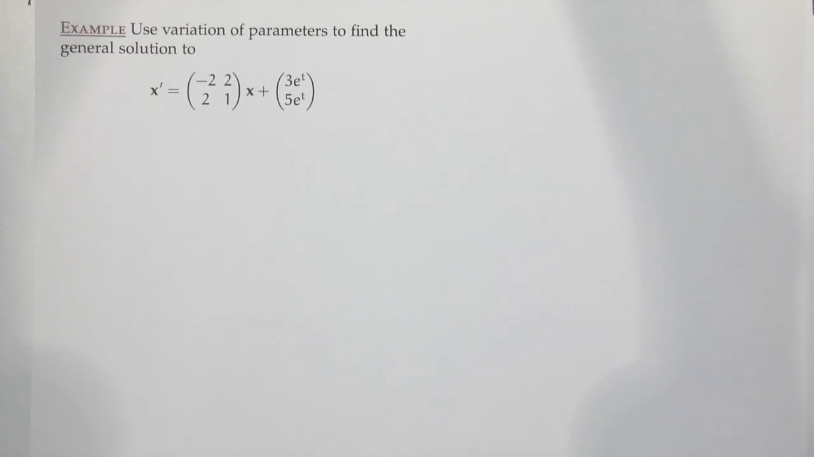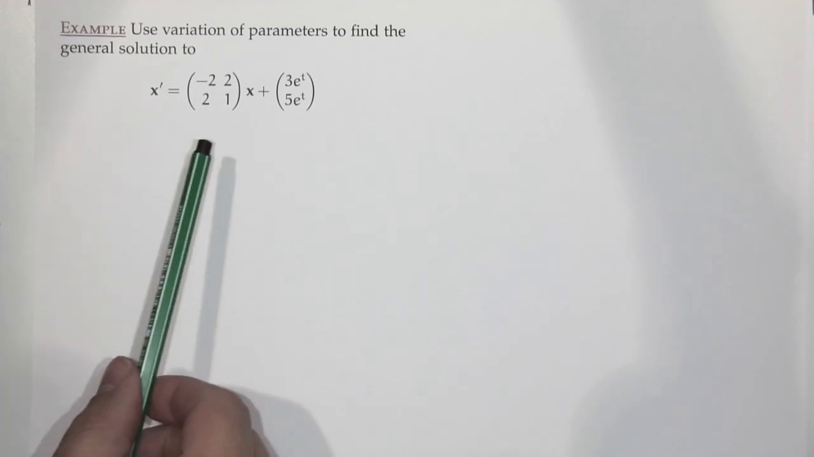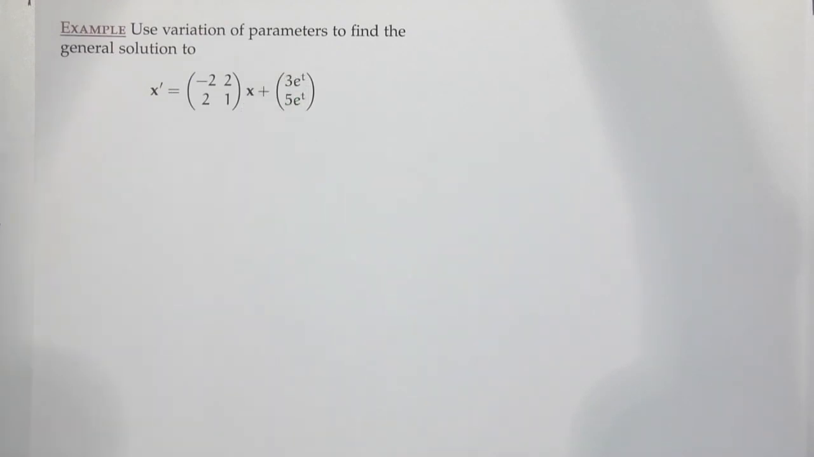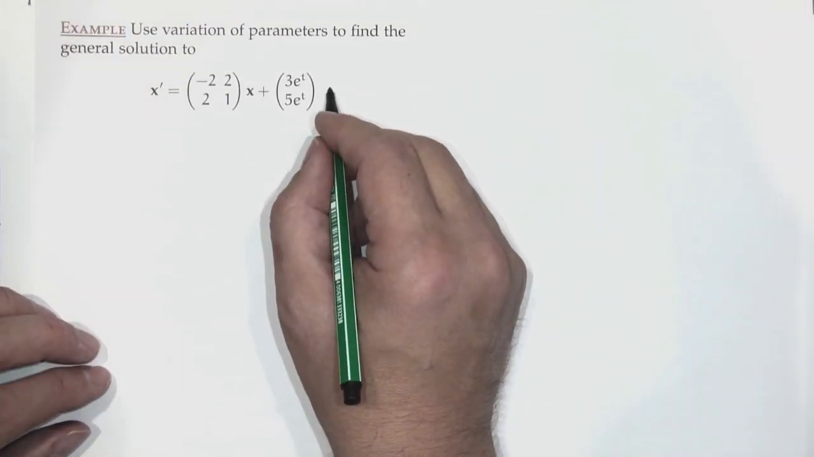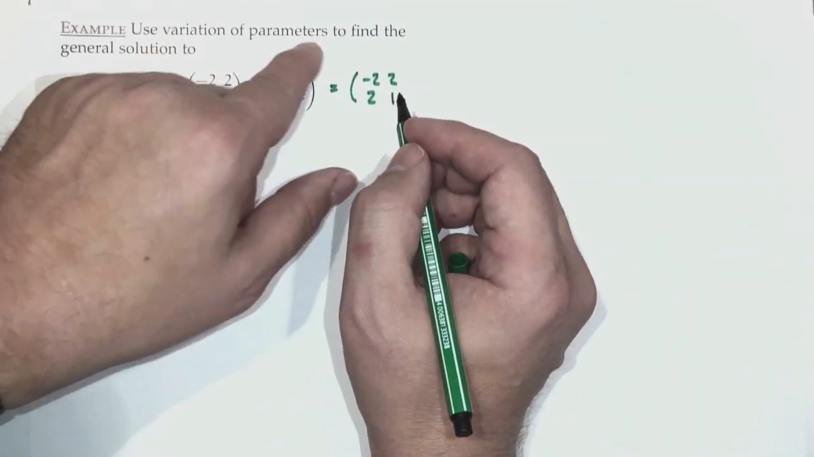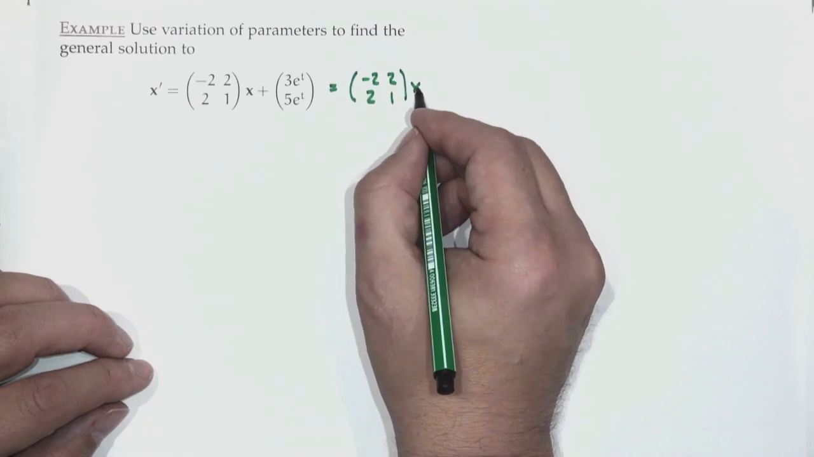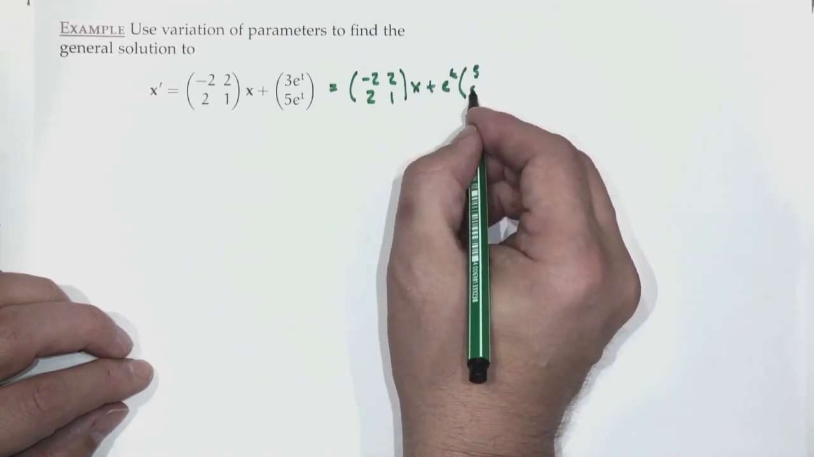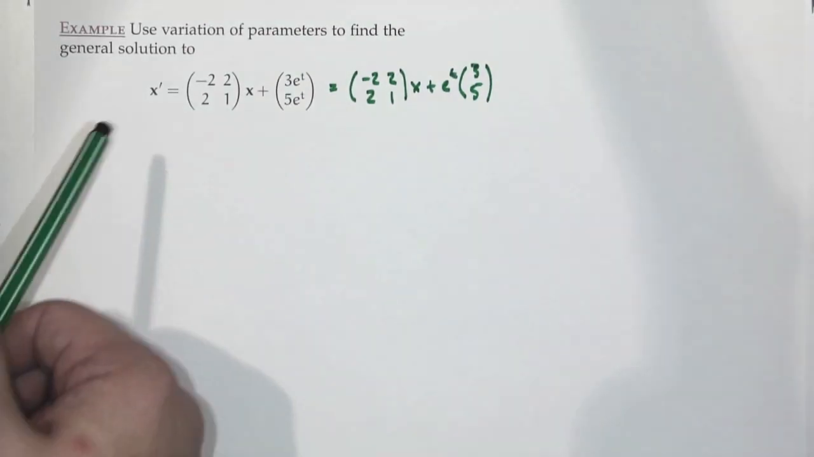Well, the next problem says use variation of parameters to find the general solution. X prime equals the matrix minus 2, 2, 2, 1, times x, plus the vector 3e to the t, 5e to the t. Is this a problem that you could do by undetermined coefficients? Yes. Is this a problem that you should do by undetermined coefficients? It is. Are we going to do it that way? No. That's right, because we're going to follow the instructions. Because people who read, lead. Wait, I don't know if that's a real thing. But, you know, it helps to read.